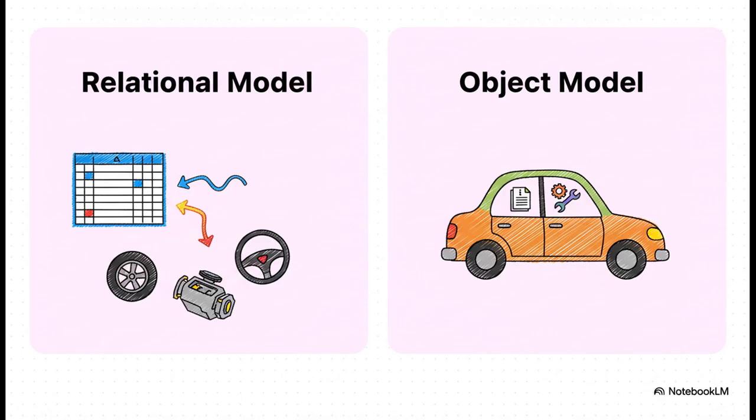And this right here is the fundamental shift in thinking. The relational model, which most of us have probably worked with, keeps data in these flat, separate tables. The object model, though, does something totally different. It bundles the data and the things you can do with that data, its behavior, into one single package we call an object. It's kind of like the difference between getting a list of car parts versus getting an actual working car that you can drive.